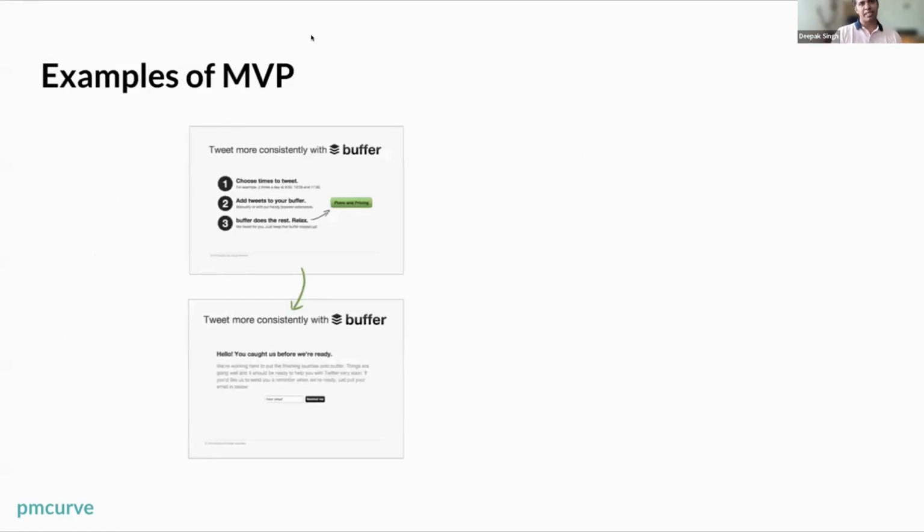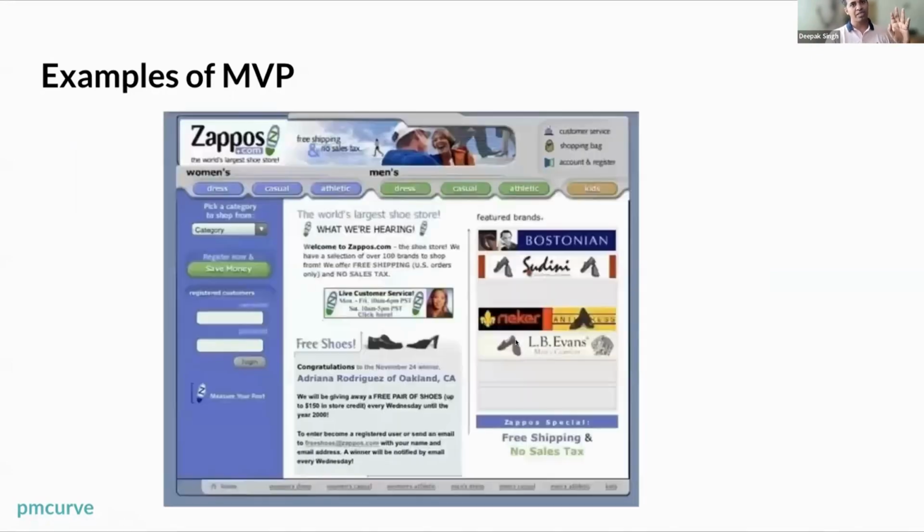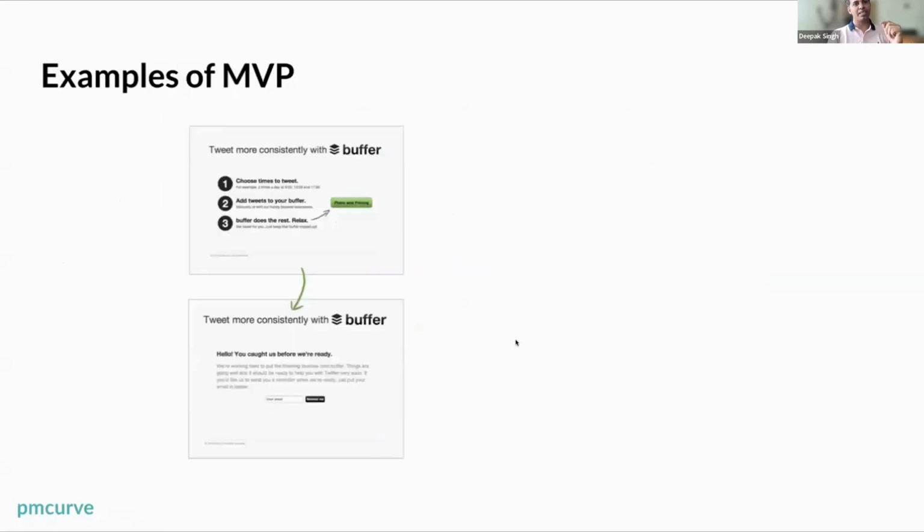And then there is Buffer, by the way. Buffer is terrific. What they did was basically create 2 pages. One is the value proposition page, followed by pricing. And if you went inside the pricing and clicked on the $5 per month option, you would land on the last page where they say, hello, you caught us before we are ready. So please enter your email and we'll send you a reminder. They didn't build anything. They built a pricing page, a value prop page, and then a sorry page, right? But they could validate all 3, by the way: acquisition, value creation, and monetization, because they built a pricing page.